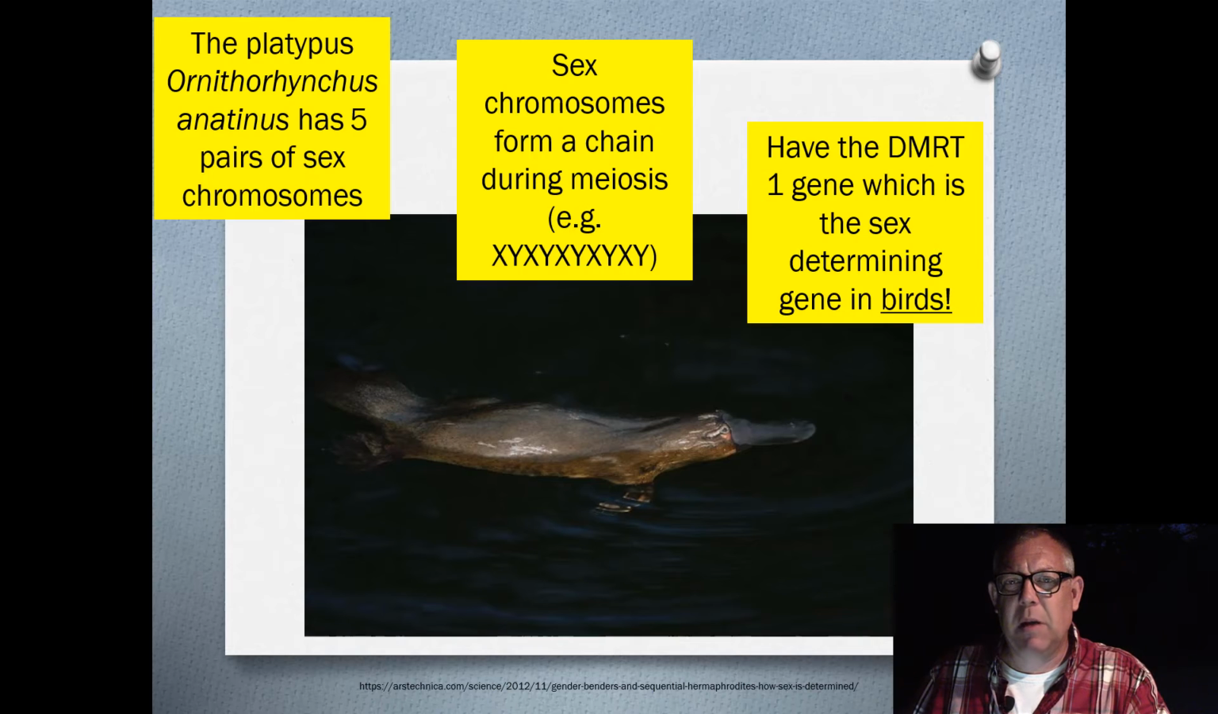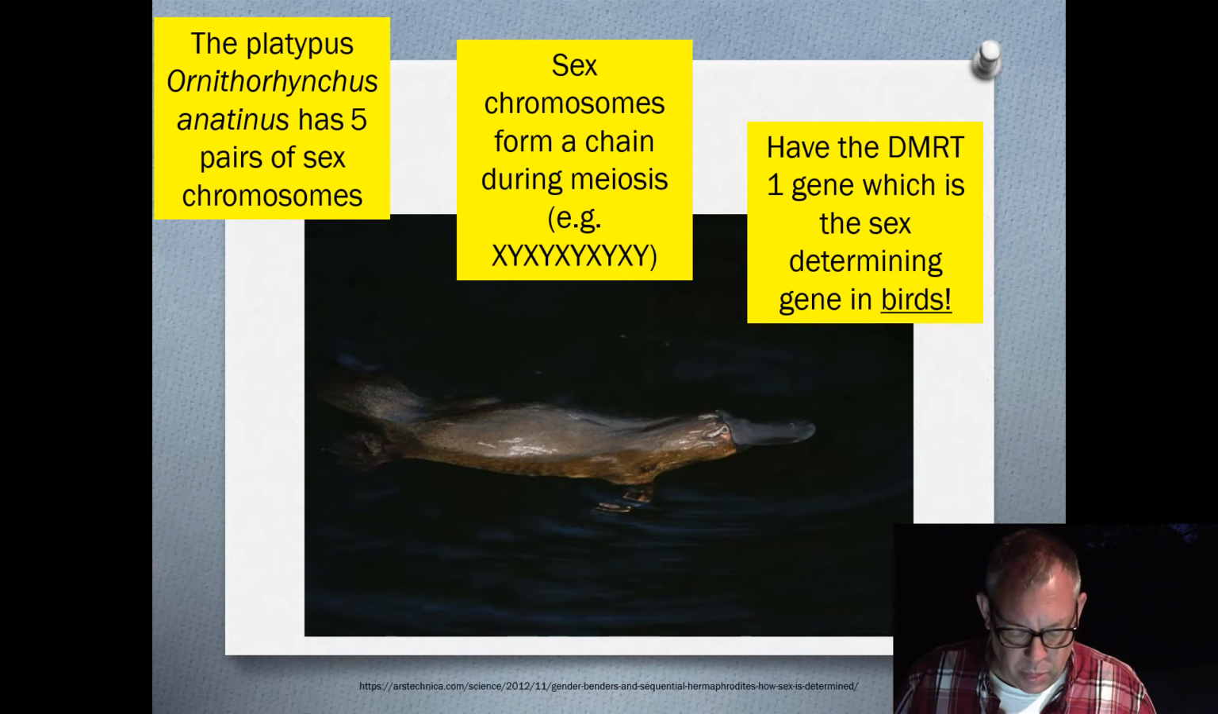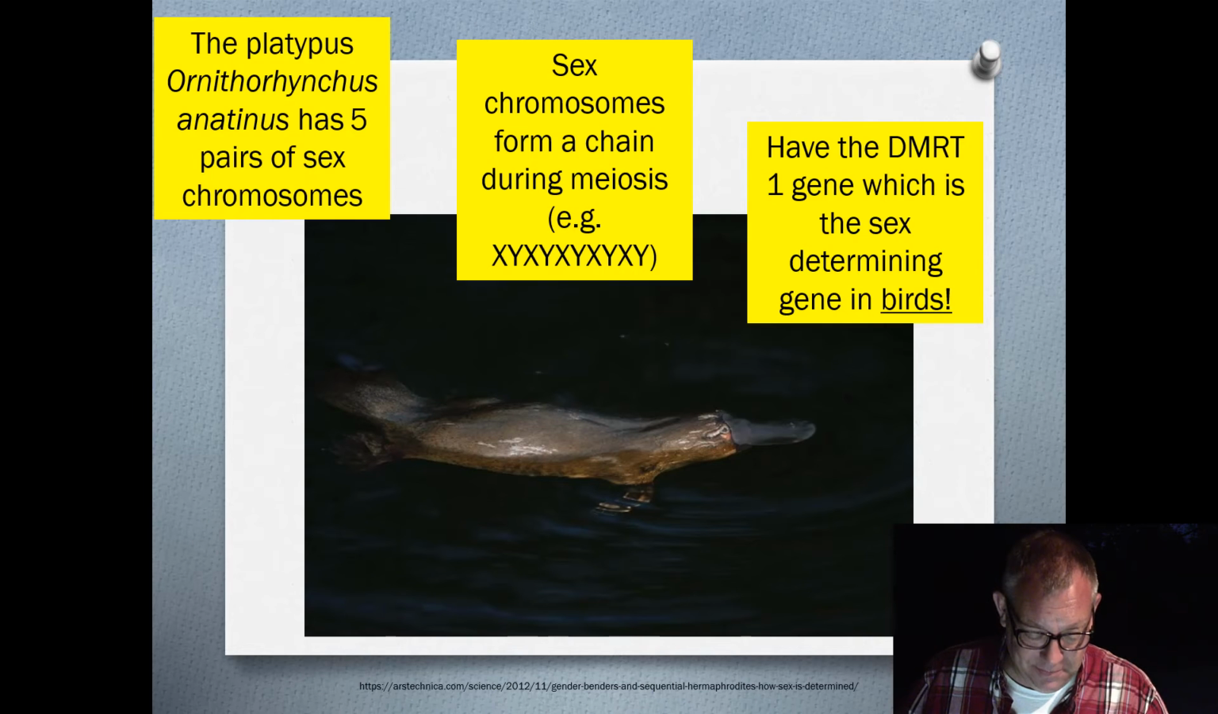What's also interesting about the platypus is that they have this DMRT1 gene that determines sex, but this is the same gene that determines sex in birds. And so we got it from a common ancestor, and like the rest of the mammals, we stopped using it, but they continue to use it. But of course, the platypus is an egg-laying mammal, which is unique in and of itself. So anyway, just cool.